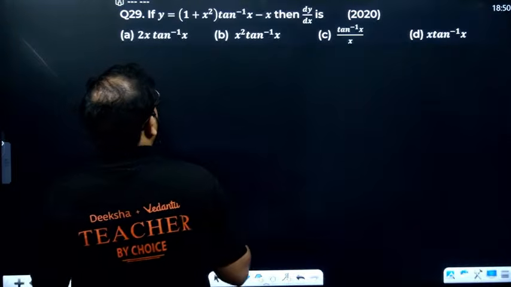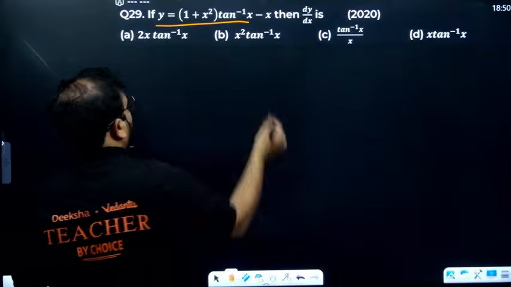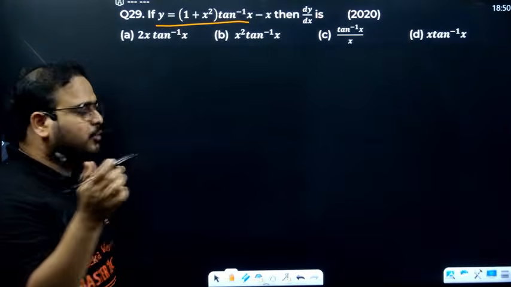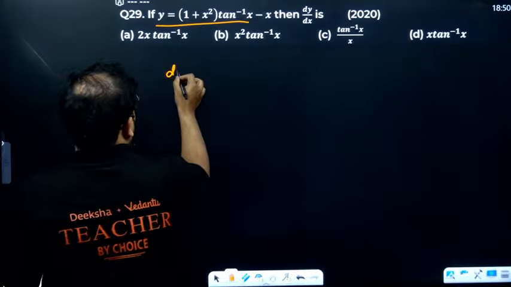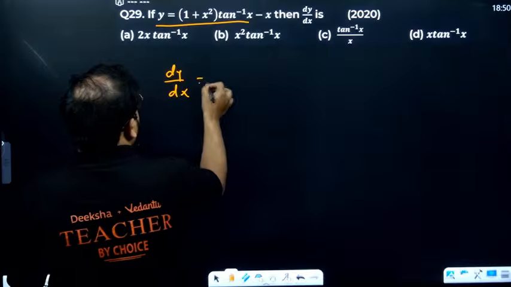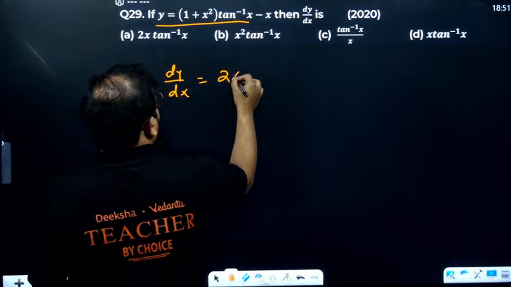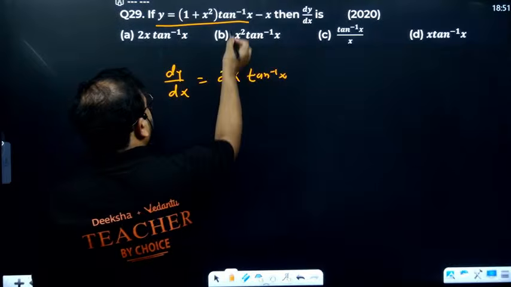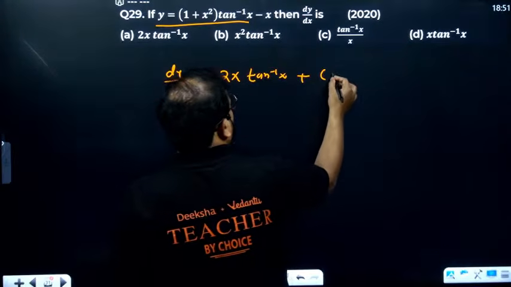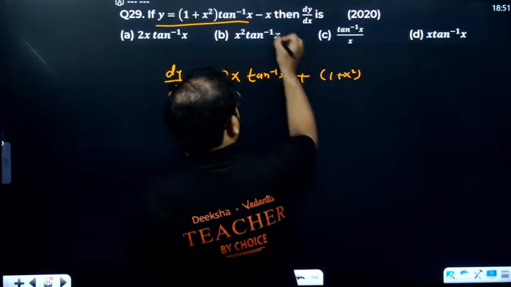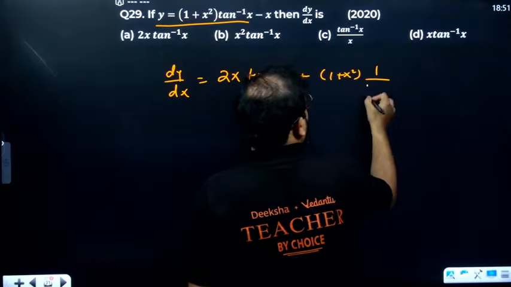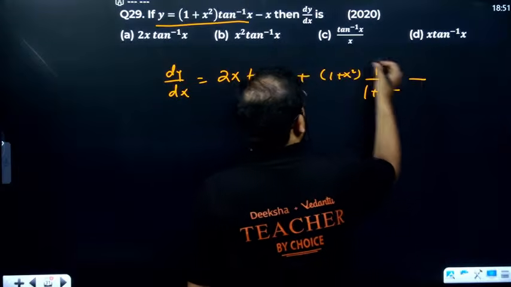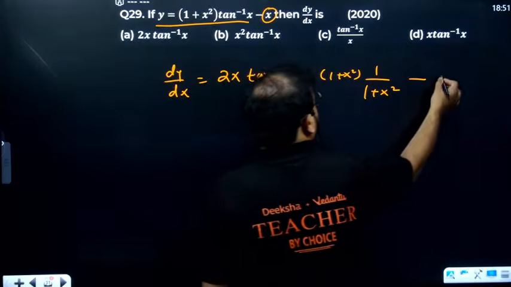Differentiate and get the result. The whole equation you can differentiate. You have to use chain rule and product rule together. dy by dx. Differentiate this part first. You'll have 2x tan inverse of x. Differentiating this will be 2x tan inverse as it is plus 1 plus x square as it is. Differentiate tan inverse, you'll have 1 upon 1 plus x square. And differentiate this x, you'll have minus 1.